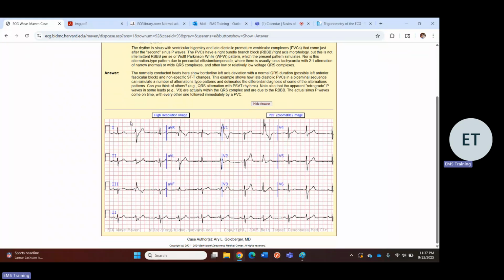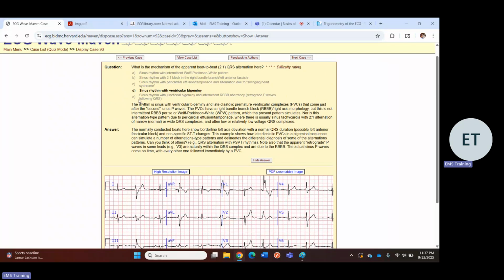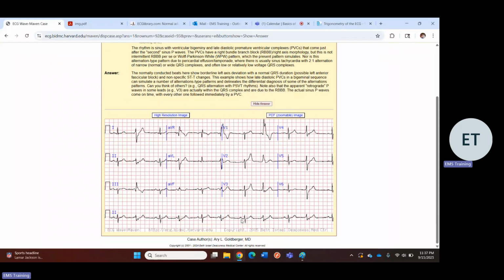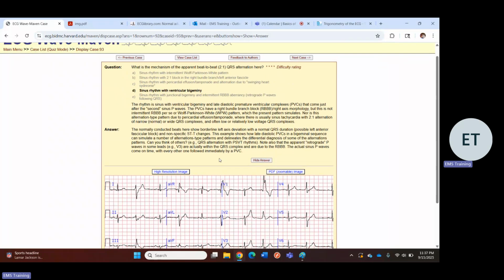Instead of junctional. Okay. The rhythm is sinus with ventricular bigeminy and late diastolic premature ventricular complexes that come just after the second sinus P wave. See, that's so interesting. There were two P waves. Oh, I knew it. Gosh darn it. I knew it.